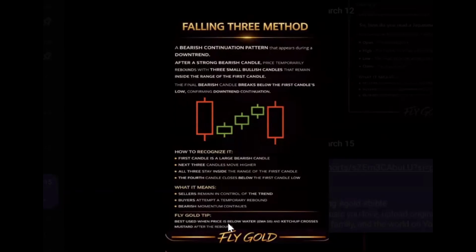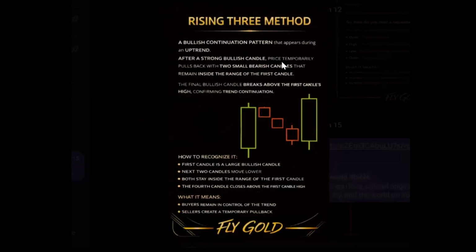This is best used when price is below the water and ketchup crosses mustard after the rebound. This usually happens when, like I was saying, a pullback to the mustard. This can happen on anything. It can pull back to the water. It can pull back to the mayo, the blueberry. It hits it, and then it bounces right off of it. You always need more than one confirmation, but this is part of it. This is the main thing.